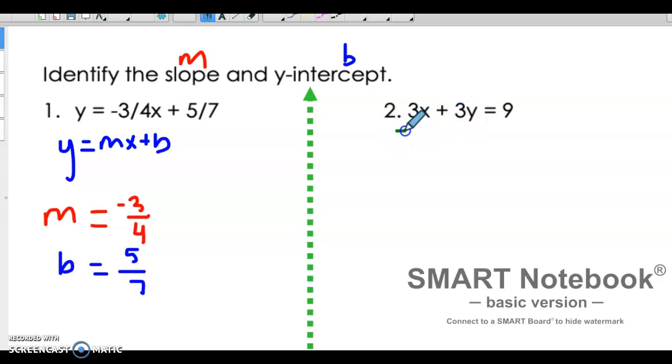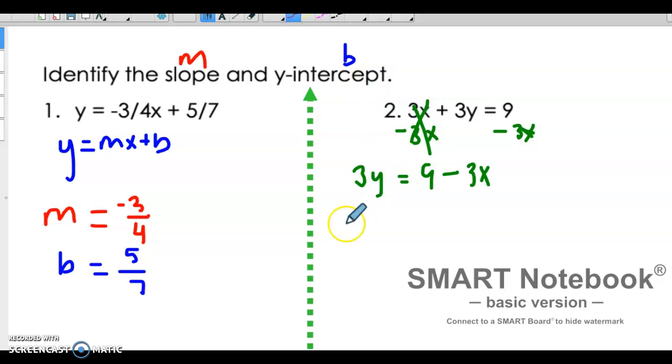So the first thing we need to do is take this 3x and move it to the other side. We're going to do that by subtracting 3x from both sides of the equation. These cancel out, so we get 3y is equal to 9 minus 3x. 9 and that negative 3x are not like terms, so you cannot combine them. You can just write it as 9 minus 3x.